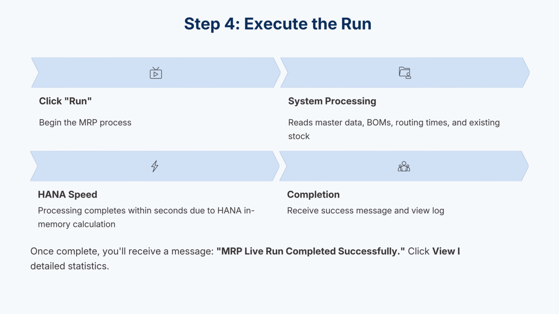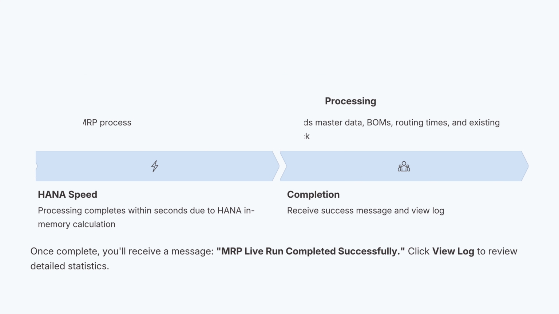Step 4. Execute the run. Now click Run. The system begins reading BOMs, routing data, and current stock positions. In-memory processing ensures results appear within seconds. A message, MRP Live Run completed successfully, confirms completion. Click View Log to see summary details of materials planned, exceptions generated, and documents created.